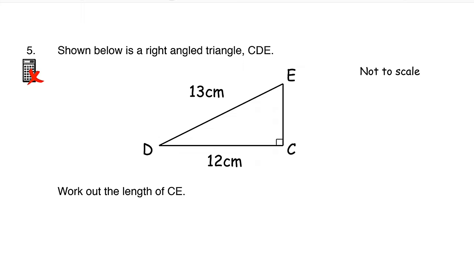Moving on to question number 5. Shown below is a right angle triangle. Work out the length of CE. So this is what we are looking for. You can apply the same principle, for which this is the hypotenuse. 13 squared is equal to 12 squared plus CE squared.